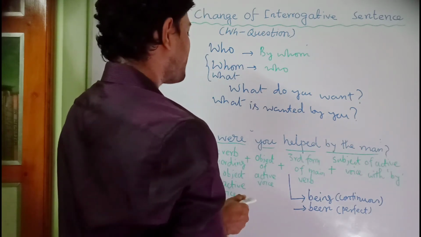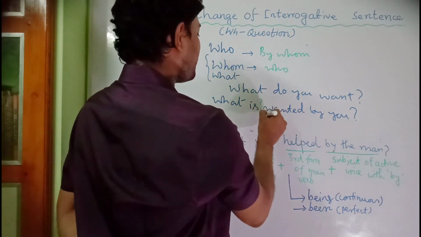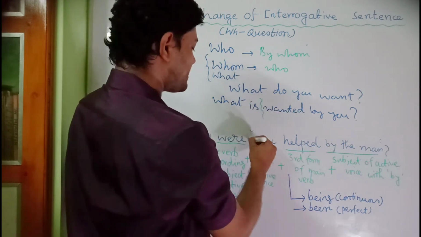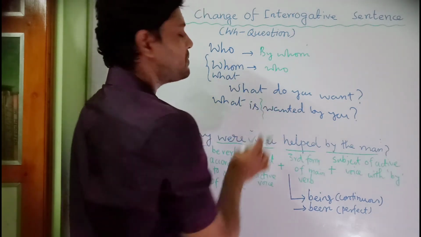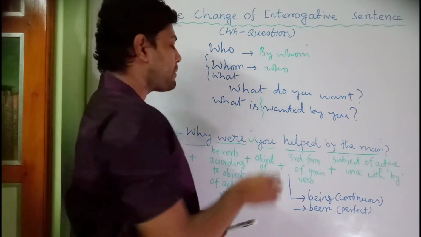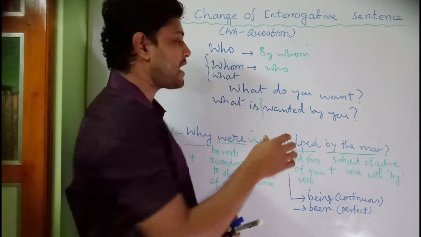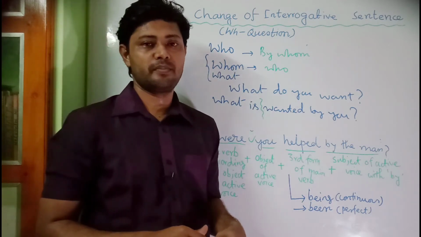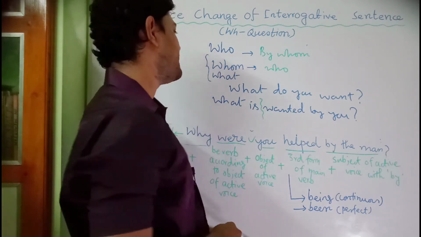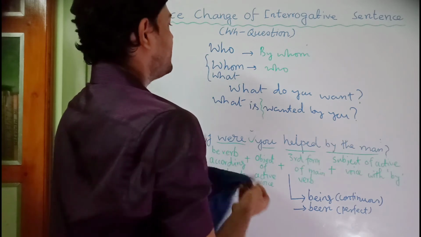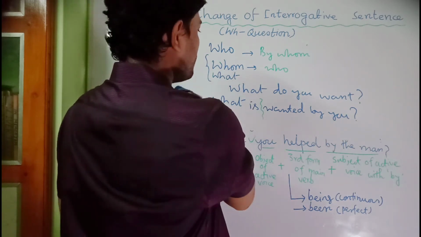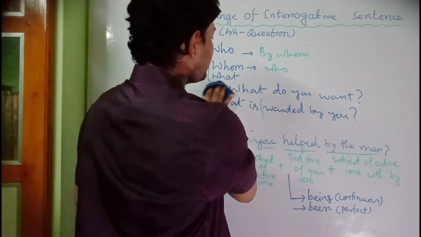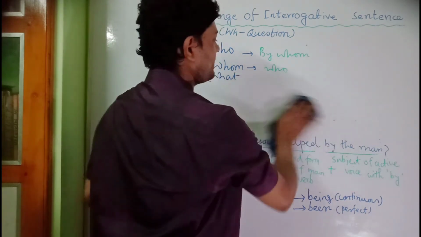That means we can find here that one thing, that the object which should be placed according to the rule is missing here. Okay, and we have to put the verb in the singular form and according to the tense of the WH question. Clear? Now take another example with whom.